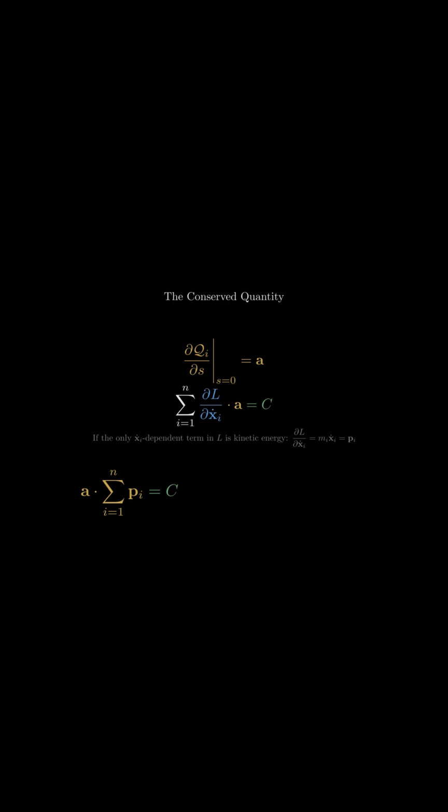Well, dqi by ds at s equals 0 is just the vector a, so it reduces to this vector expression. But what are these terms? If the only term in L depending on xi dot is the kinetic energy, then this becomes m xi dot, the momentum of the particle i, so this sum is just the total momentum of the system. Since our vector a was arbitrary, this tells us the sum of the particles' momenta must indeed be conserved.